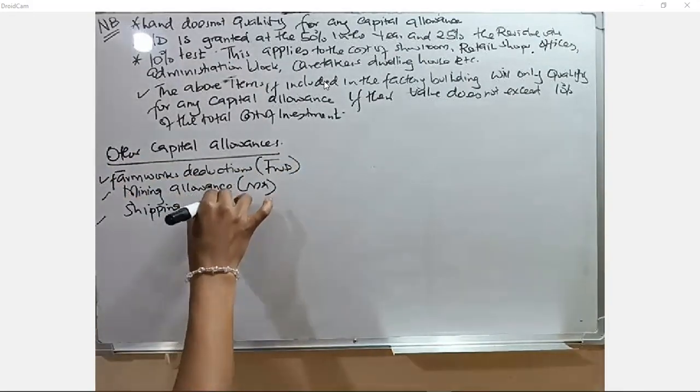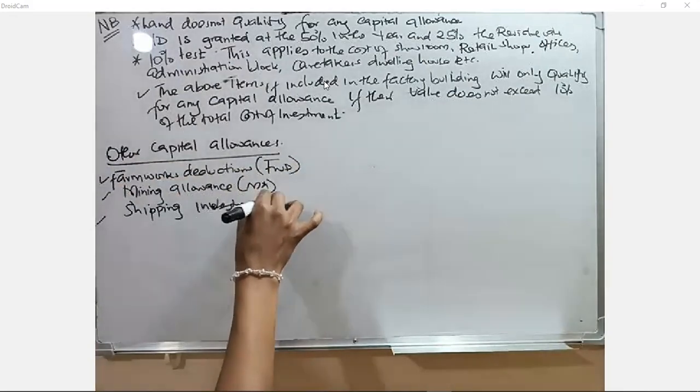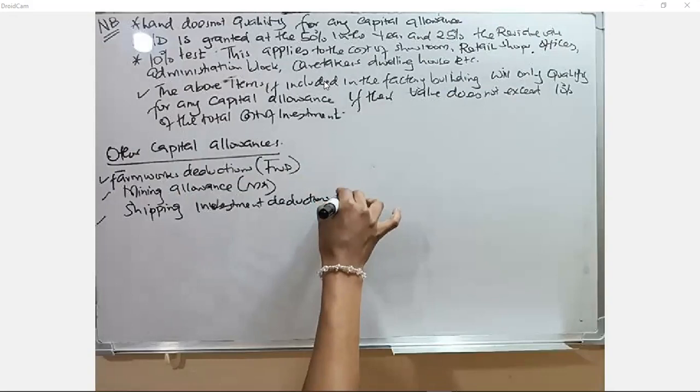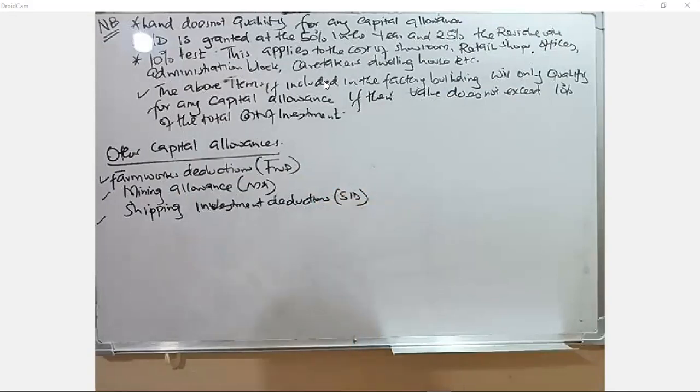Shipping investment deductions. It is normally called SID. Those are the capital allowances which we need to struggle with. Those are the ones that we need to familiarize ourselves with as we move forward.